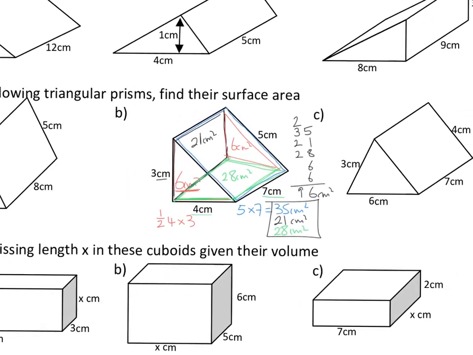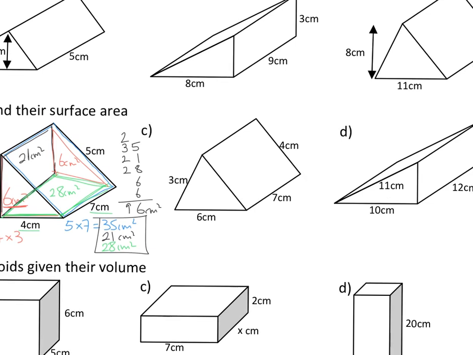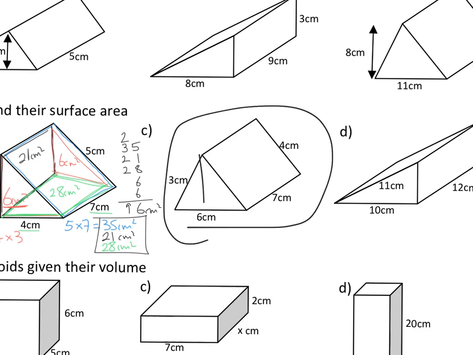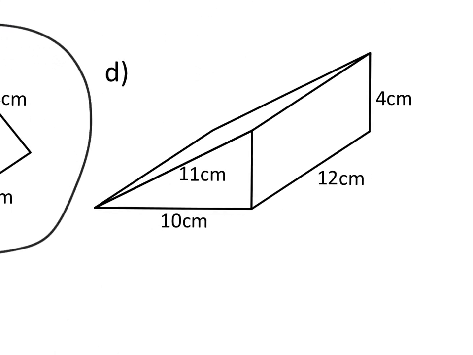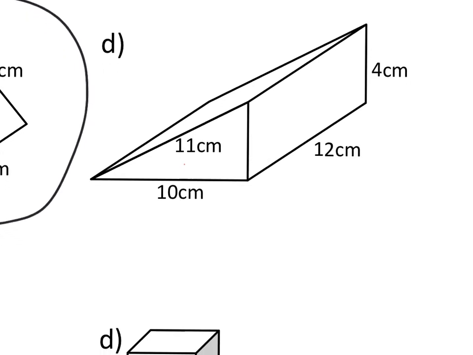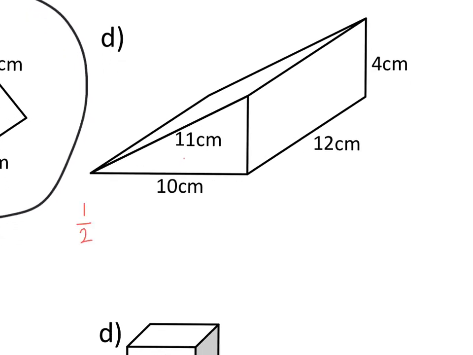Let's have a look at what other ones we can do. I'm not going to ask you to do this type because it involves you to do Pythagoras to find out the height. But we can have a go at this one. Okay? So first thing we can do is the triangle at the front, which also means we'll do the triangle at the back. So it's half the base times the height. So half 10 times 11, which is 55. So this triangle here is 55 centimetres squared, as is the one at the back.